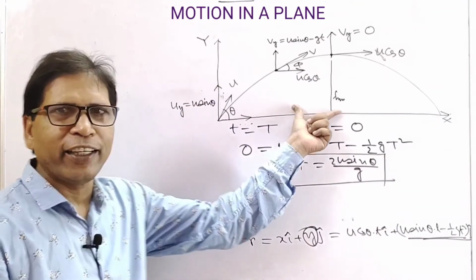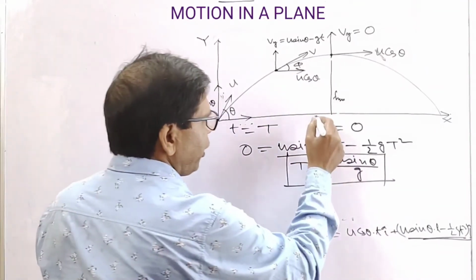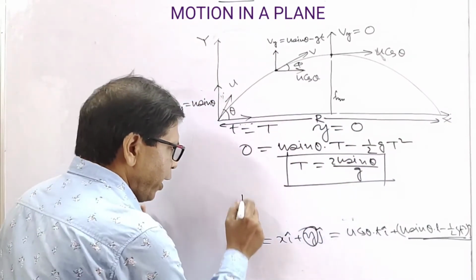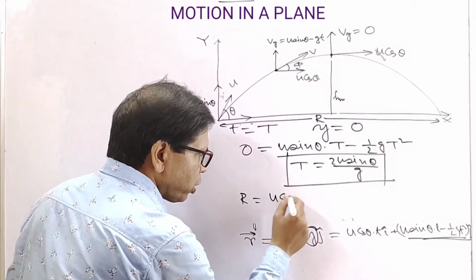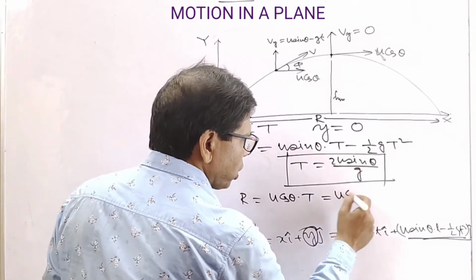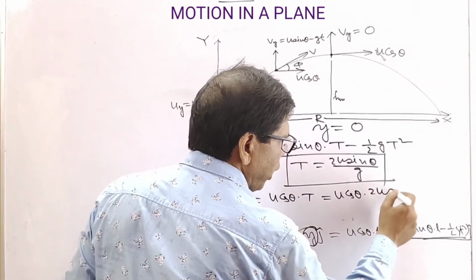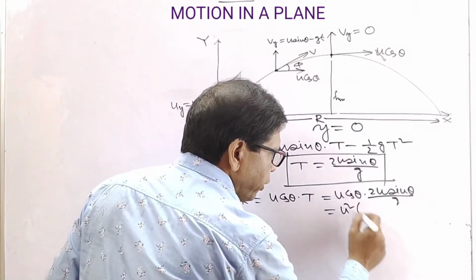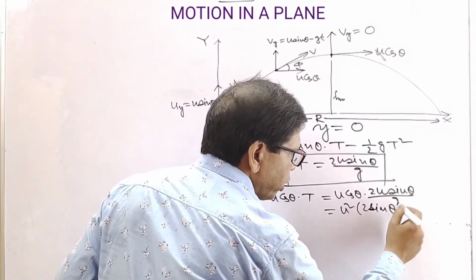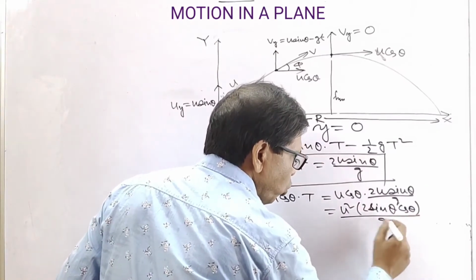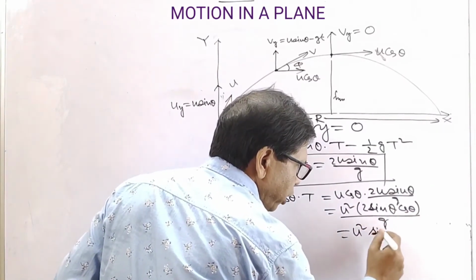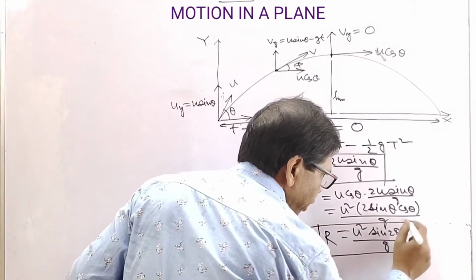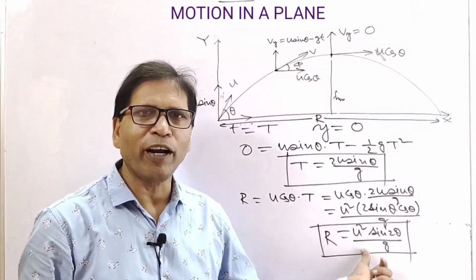Now the horizontal range. The horizontal range is the horizontal distance between the initial point and the final point. Here R equals u cos theta into T. Now u cos theta and T means 2u sin theta divided by g. Therefore u square 2 sin theta cos theta divided by g. So u square sin 2 theta divided by g is the horizontal range of the particle.